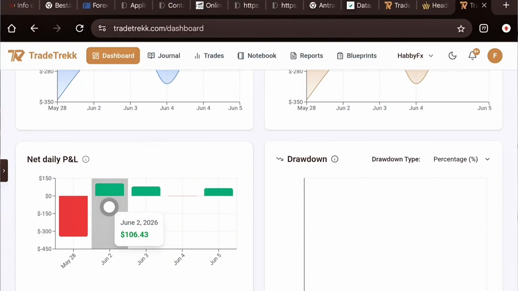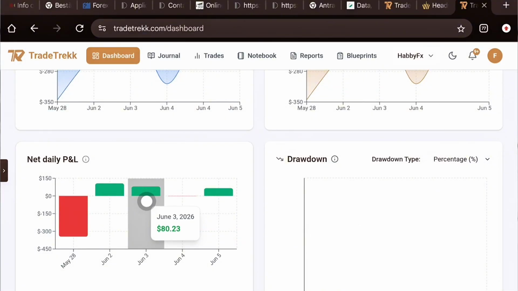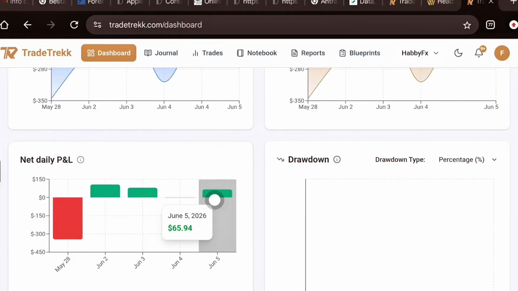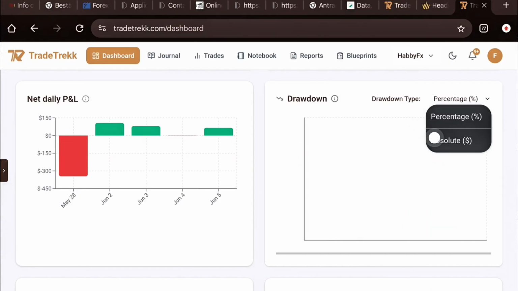On the 2nd of June, I made $106.43. On the 3rd of June, I made $80.23. On the 4th of June, it was a break-even day. On the 5th of June, I made $65.94. And then let's look at his performance insight.